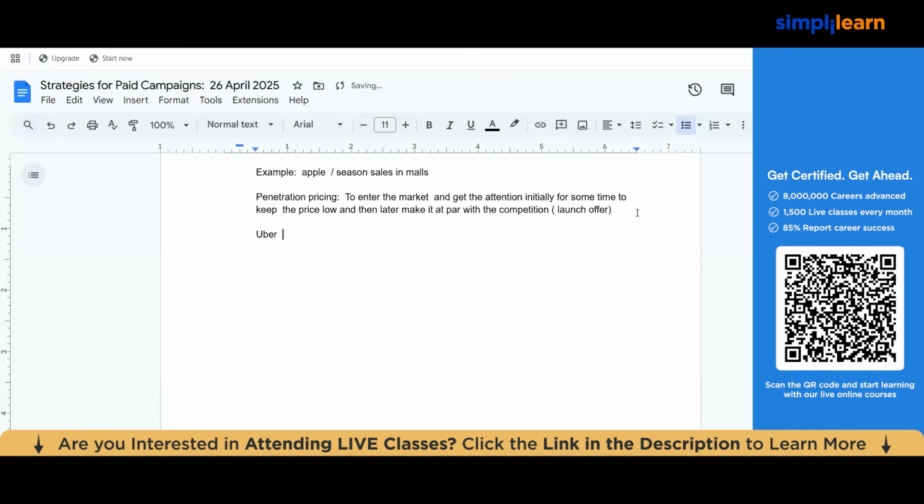And last but not the least is called bundle pricing. This is one of the most used pricing strategies by marketers like us. We use it so often. What is bundled pricing? And this is where you can trap the customer.